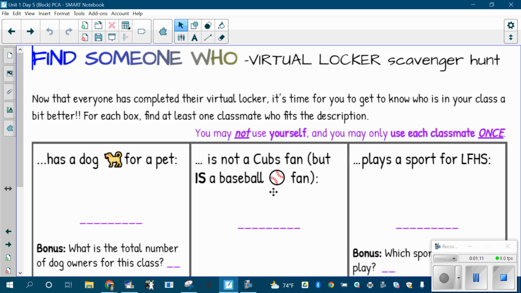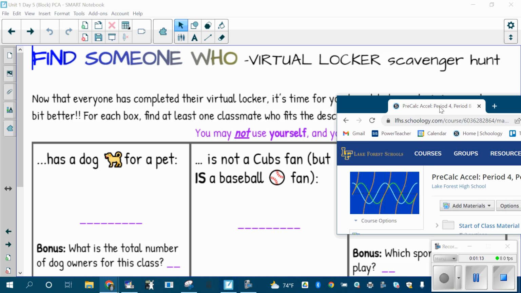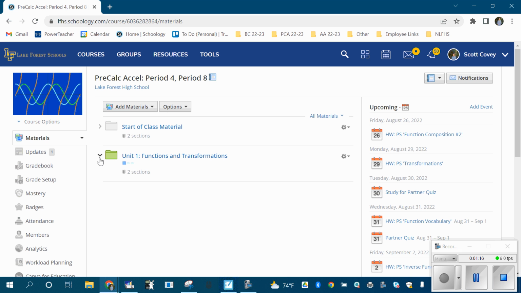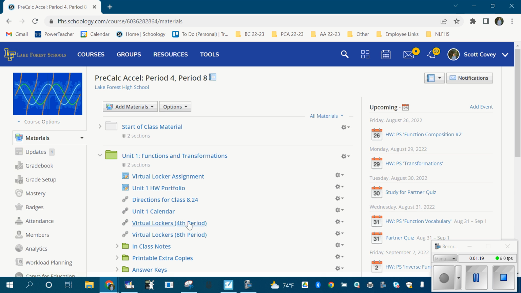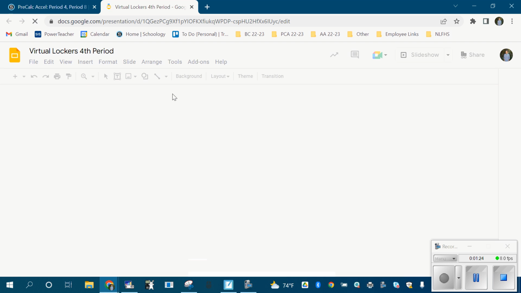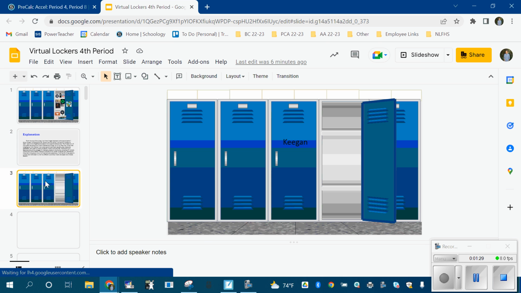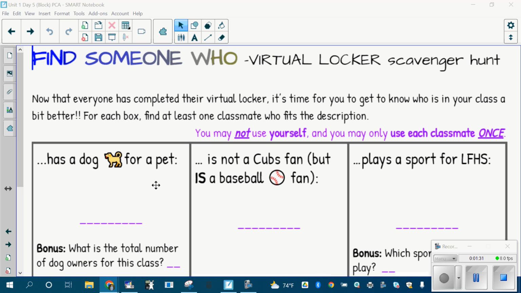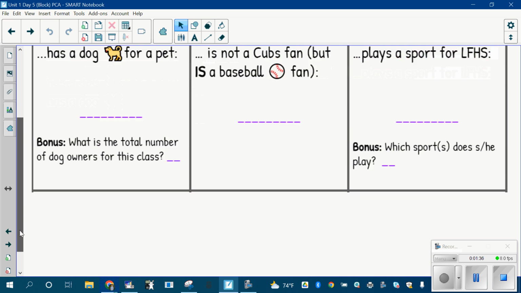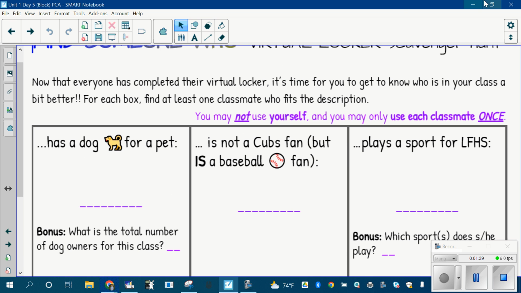So if you go onto Schoology after you watch this video, you will see virtual lockers for 4th period or 8th period. If you click that, I put all your guys' lockers together. And so what you can do is look through people's lockers, just kind of read them. And as you do that, there's this little thing you can fill out. You can find someone who has a dog, fill them in on the little chart thing. You can find someone that fits all those little different categories. The purpose of this is for you guys to read other people's lockers, talk to each other, get to know each other better. The little scavenger hunt part is just kind of a fun thing to do with it.